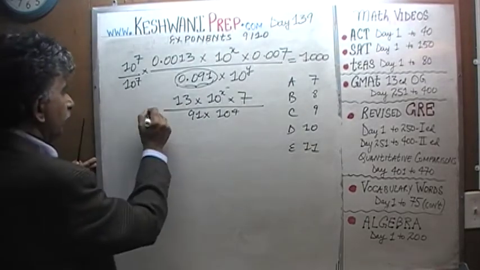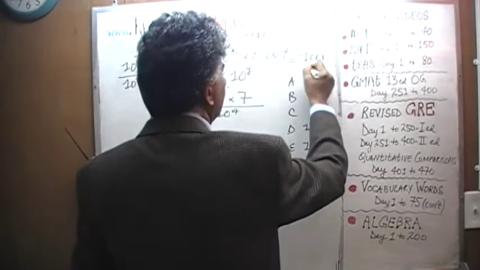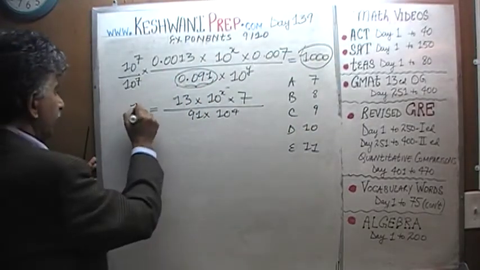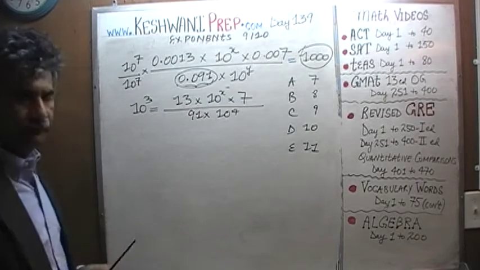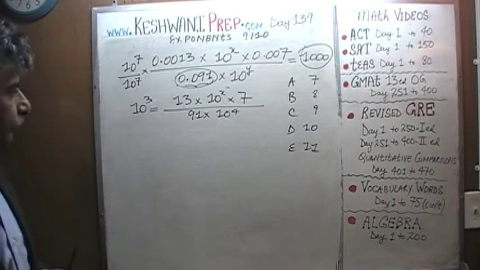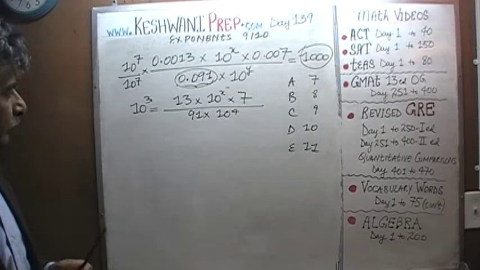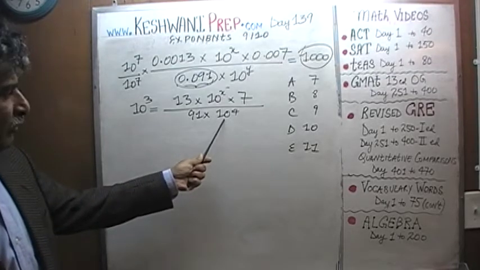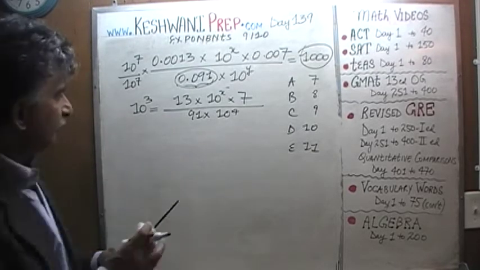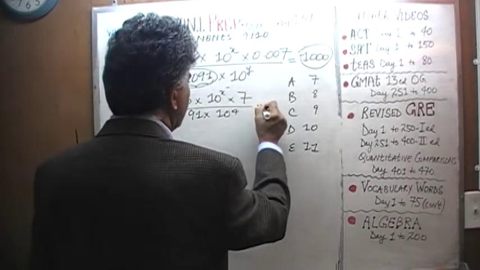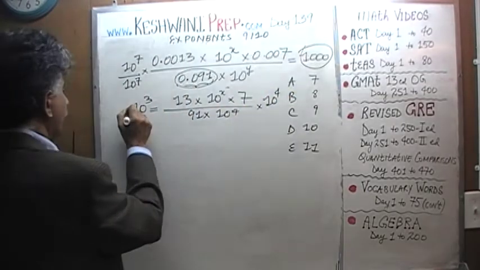And all of this we are told equals 1000. And 1000 can be written as 10 raised to 3. You with me in this story? First thing first, let's get rid of this 10 raised to 4 from the bottom. We're going to get rid of this 10 raised to 4 from the bottom by multiplying both sides by 10 raised to 4.